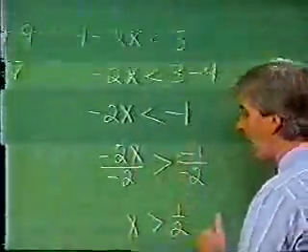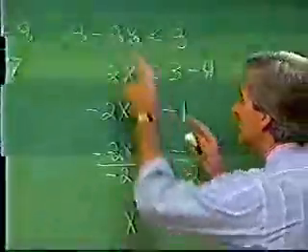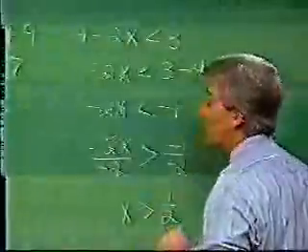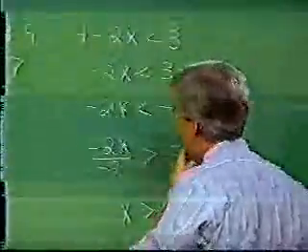Well, we could choose a number and see if we have truth here. 1 is greater than 1/2. Let's see what 1 does up here in the inequality. 4 minus 2 times 1 would be 4 minus 2, or 2. 2 is less than 3. Yes, that's true.